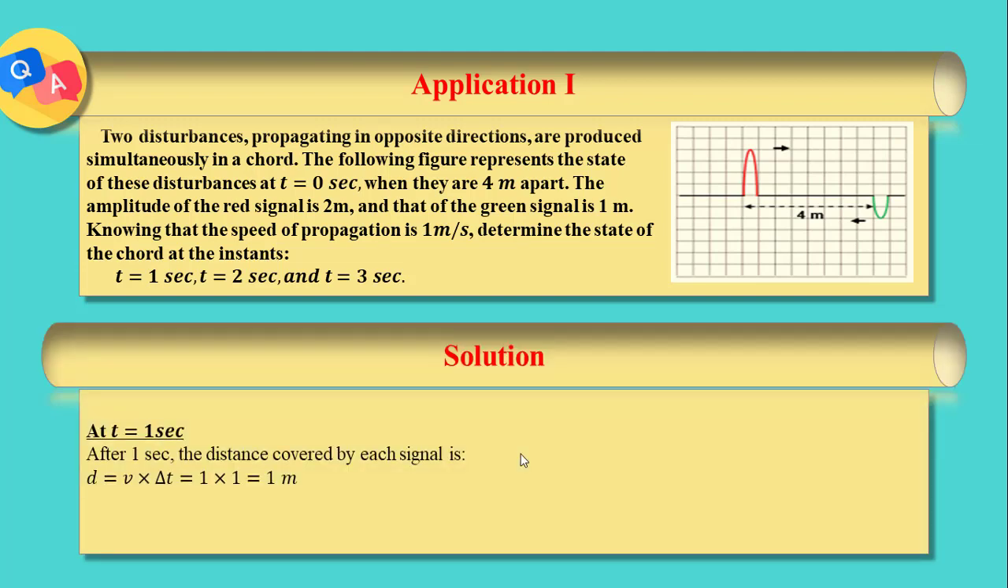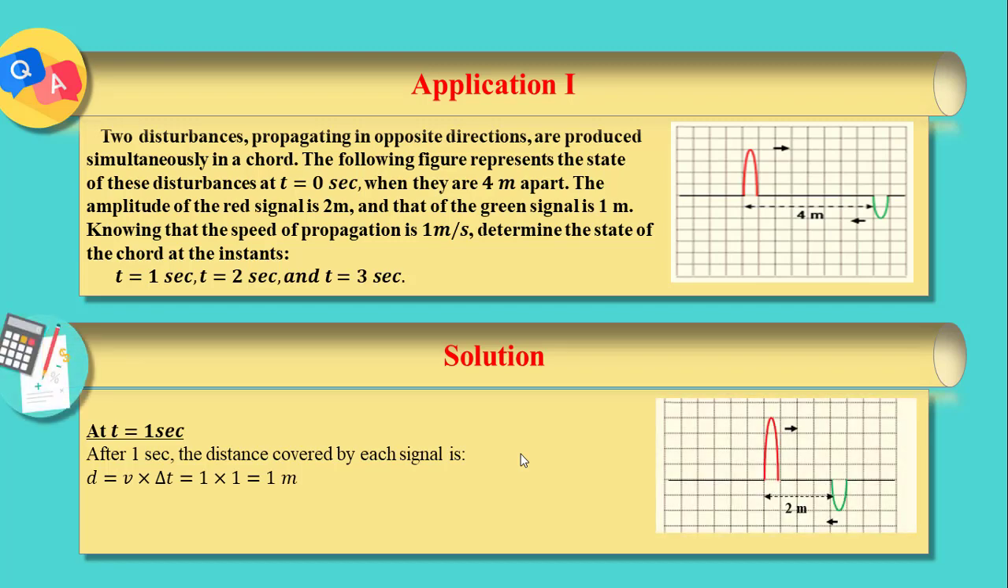At time t is equal to 1 second, the distance covered by each signal is d is equal to v multiplied by delta t, which is equal to 1 meter. Then, at this instant, each signal has moved a distance of 1 meter towards the other. Now, the distance between them is equal to 2 meters.